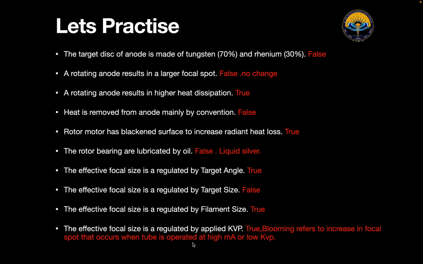And actually, effective focal spot size should not be regulated by the applied kVp. But here the concept of blooming comes in. Blooming refers to the increase in the focal spot that occurs when tube is operated at high mA or low kVp. So this is also something we should keep in mind. If we have a very low kVp or very high mA, then our focal spot size will differ. And this is known as blooming.